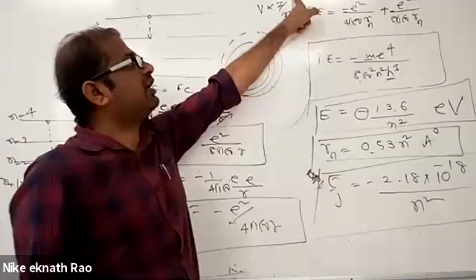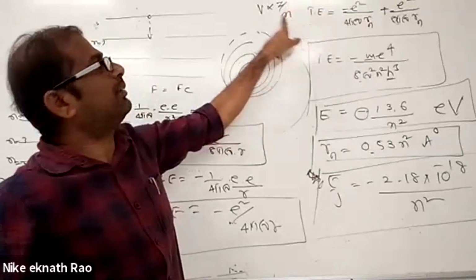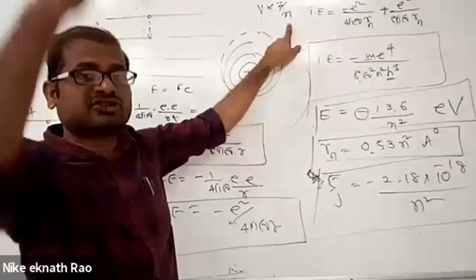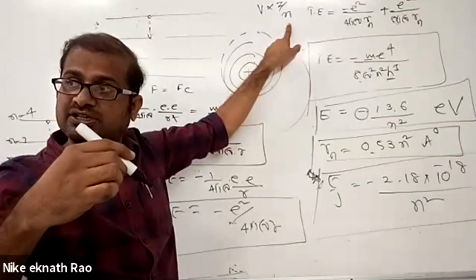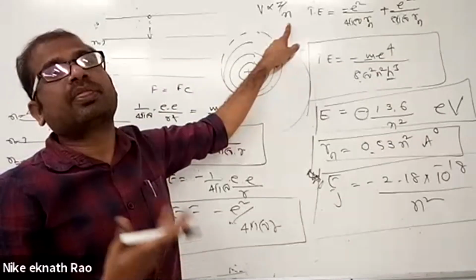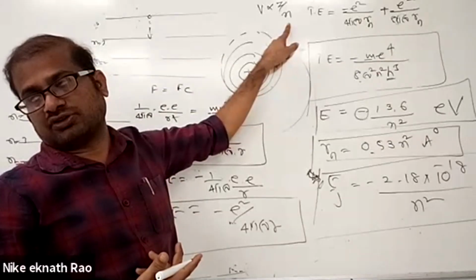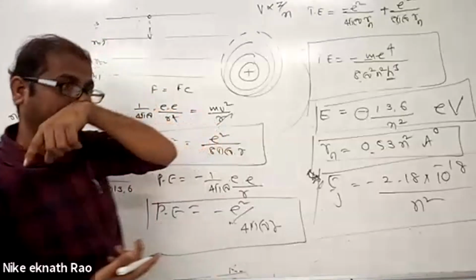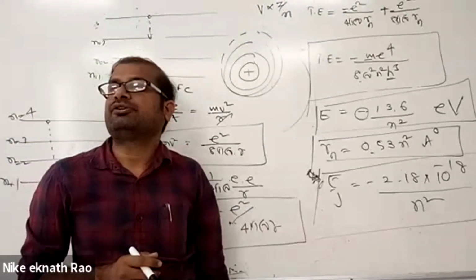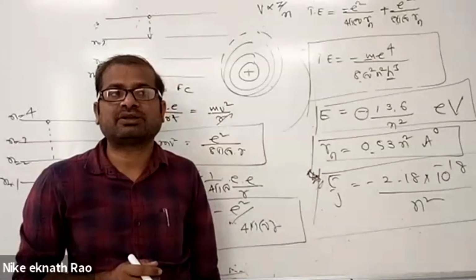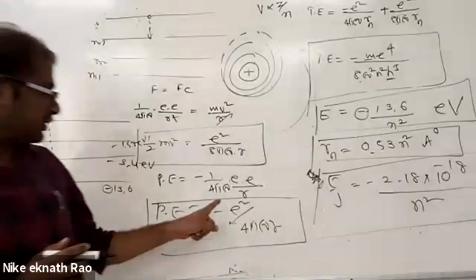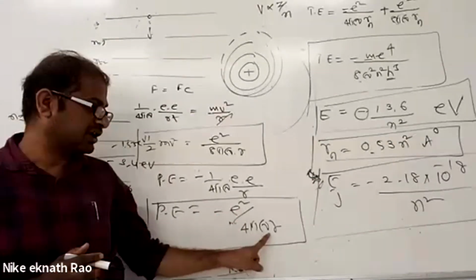For a given atom, as the n value increases, velocity decreases. When the n value decreases, velocity increases. So when it de-excites and comes to lower orbits, the velocity increases. When velocity increases, kinetic energy also increases. Total energy is constant. Now what happens to the potential energy? The potential energy formula is minus e square by 4 pi epsilon naught into R.